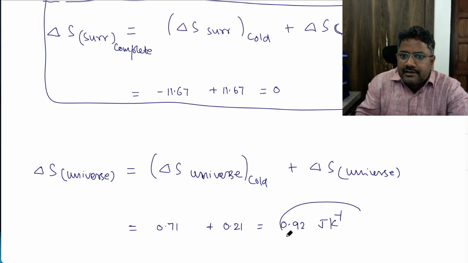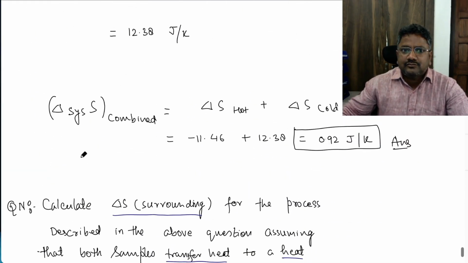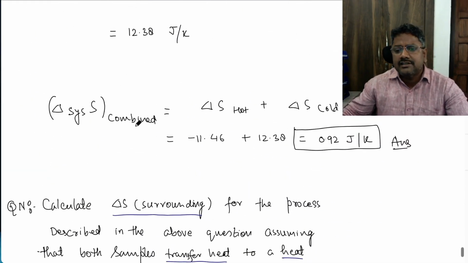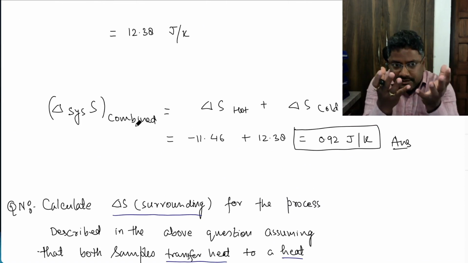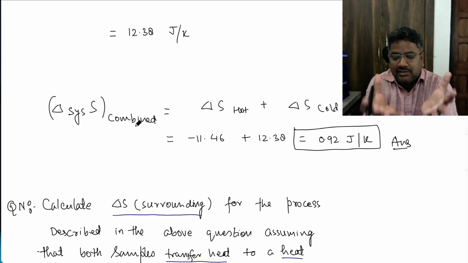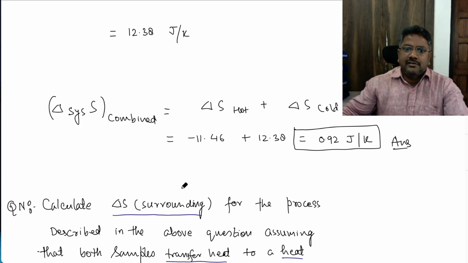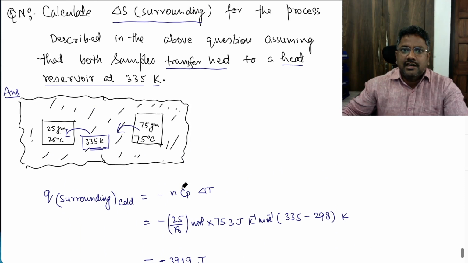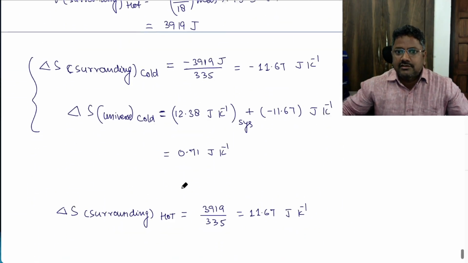If sometime it is directly asked what the delta S surrounding total is, obviously the process is reversible. So directly you can show that the same entropy will change for the surrounding also, right? So see, these are the calculations. This type of questions may be asked, right?